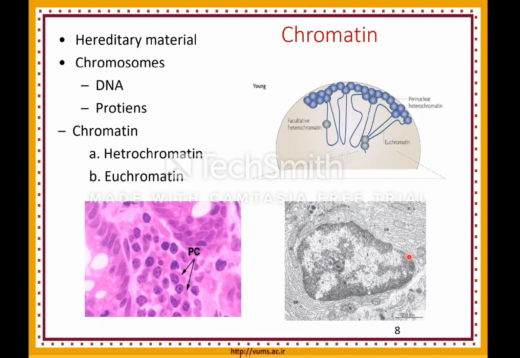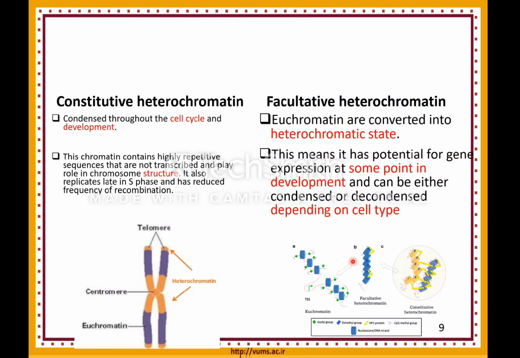Schematically, by electron microscope, the dark part is heterochromatin. They are dense and transcription does not occur in them, but the euchromatin is mostly located in the center part and is involved in transcription. In cells that are very active, such as neurons, most of their chromatin is euchromatin. Maybe you have heard that neurons have euchromatin nuclei because all of their chromatin is euchromatin.